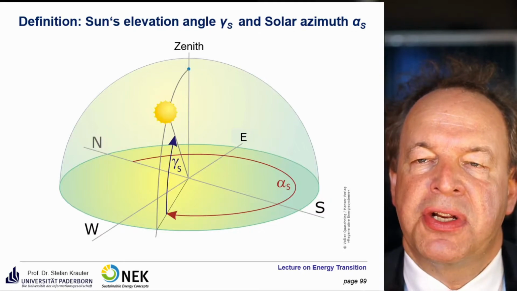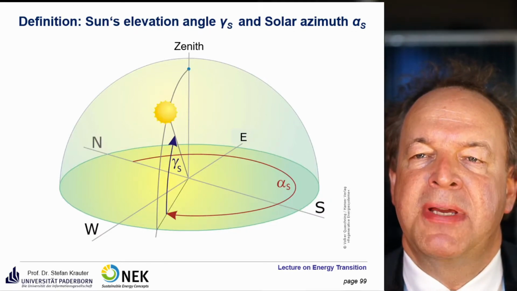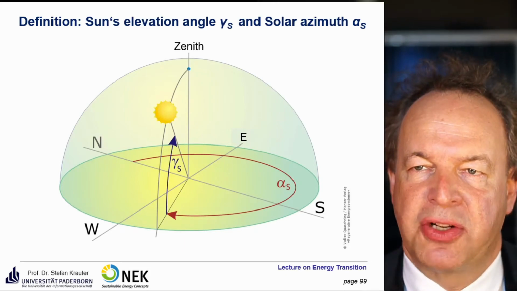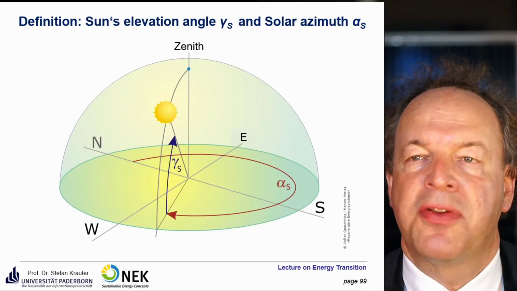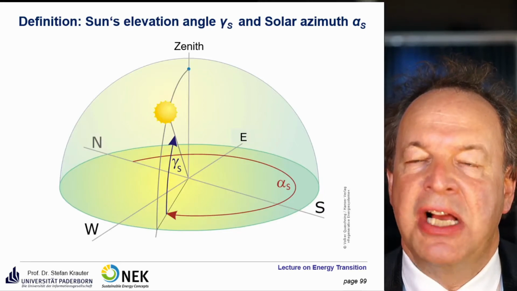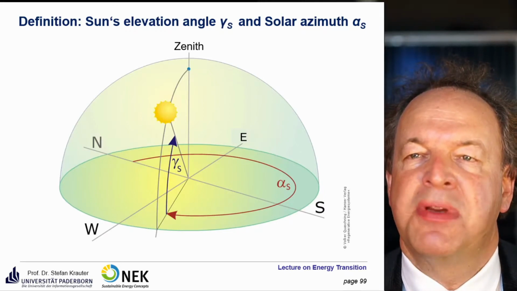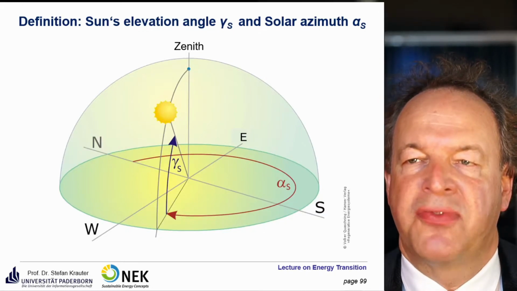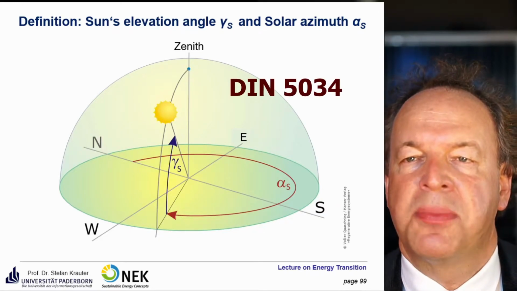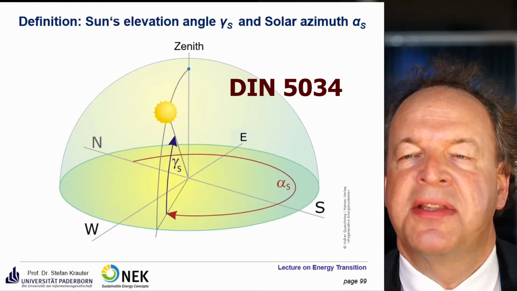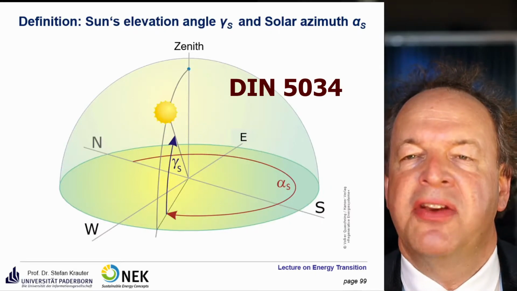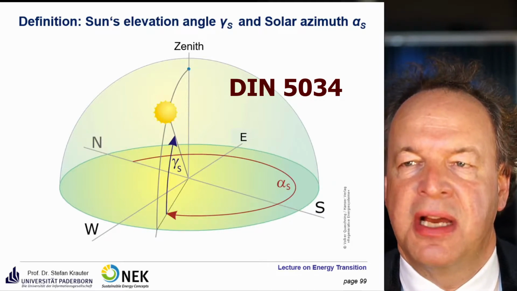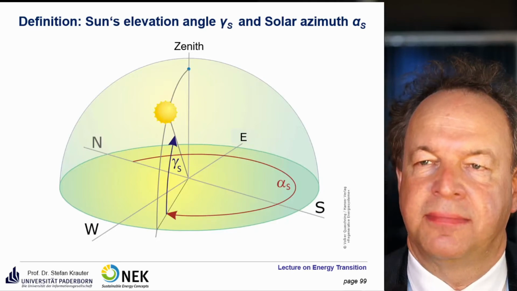There are some differences in the literature. Some people take the deviation from south only, so the azimuth is measured from south. Some people prefer the expression zenith angle, so they measure the angle between the sun and the zenith. We take the expression which is fixed in the German industry norm standard, so we take the azimuth deviating from north and the elevation angle, not the solar zenith angle.